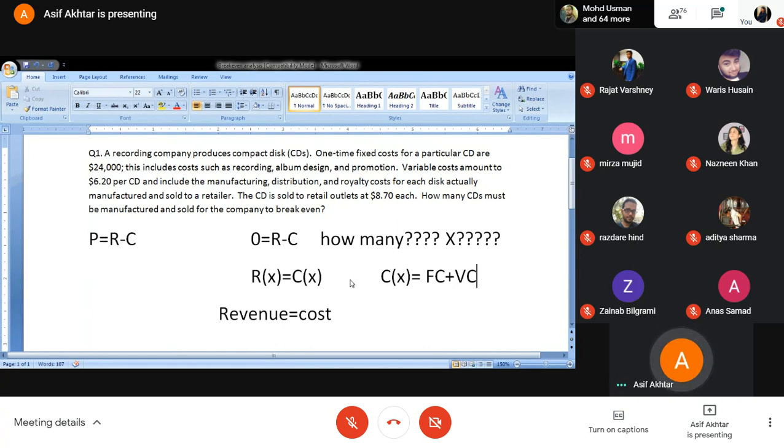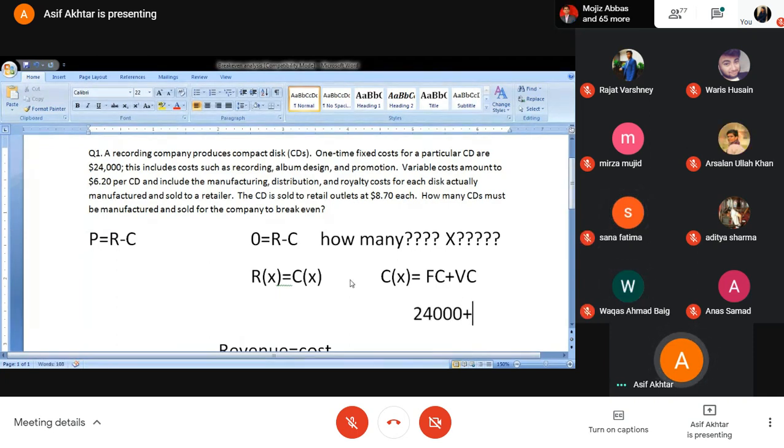Fixed cost is already given in the question. What is the fixed cost which is given in the question? How much is the fixed cost? $24,000 plus the variable cost. 1 unit variable cost is given in the question, which is 8.70.